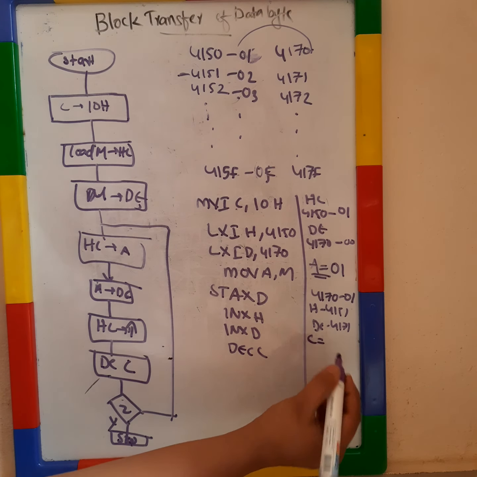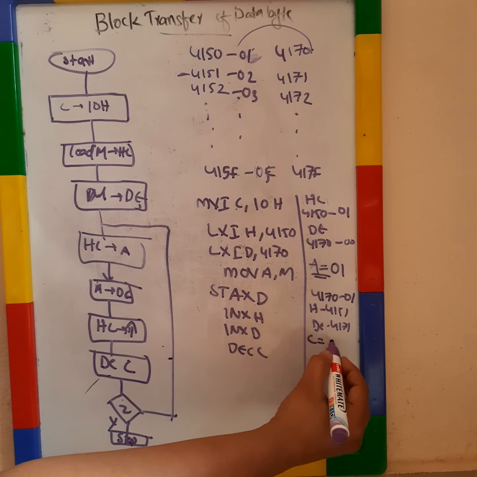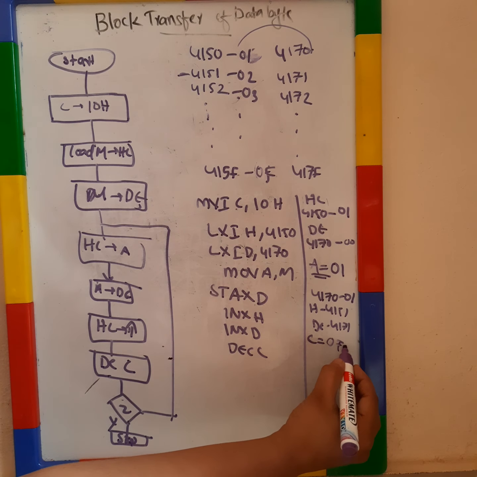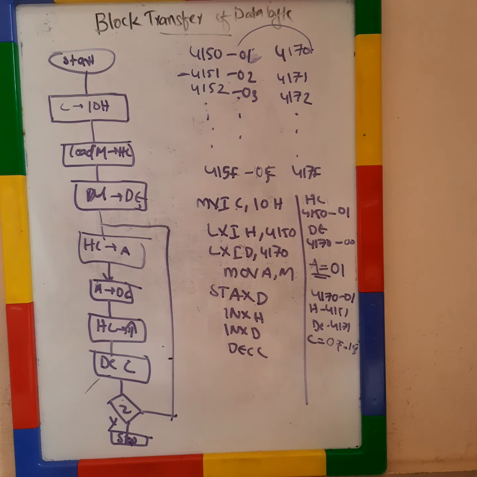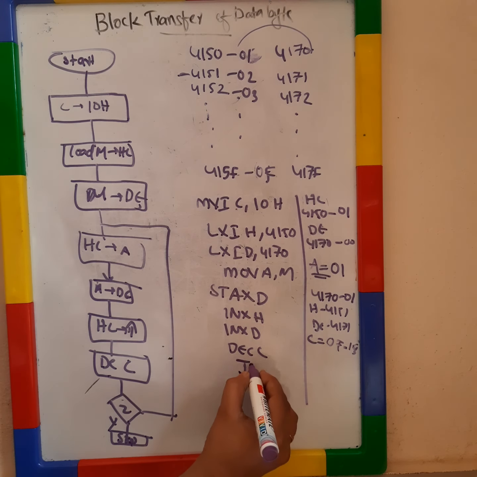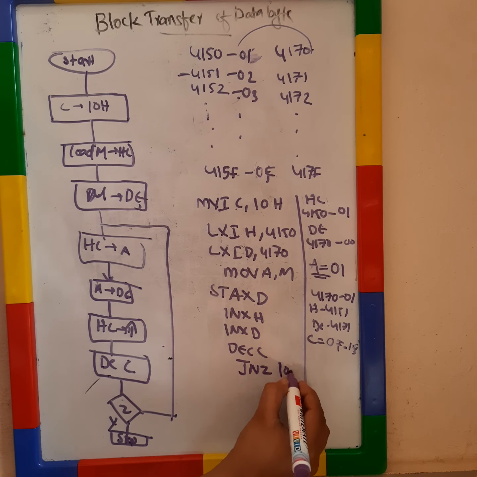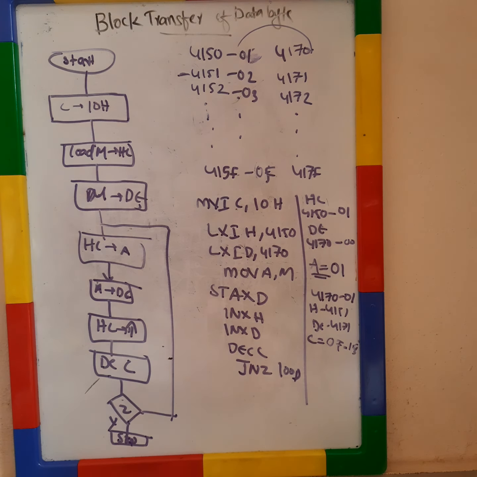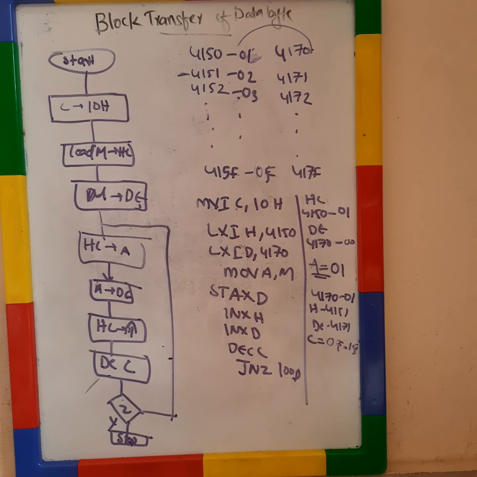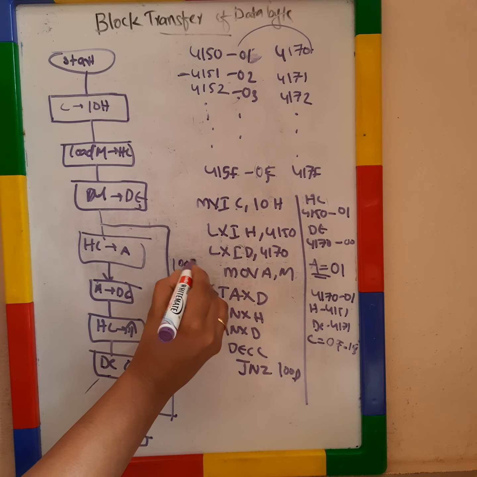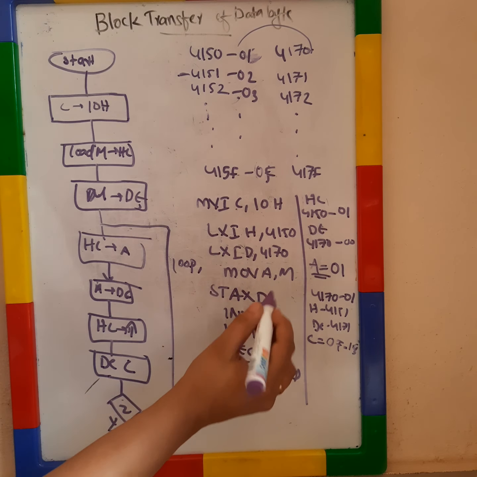Now what will be the value of the counter? 0FH. Okay, now the counter value has decreased. Now we will check, is it 0? No. For that we have to use JNZ loop. If it is not 0, that means when the counter value is not 0, then we have to go to the loop. Where will the loop come? Here.